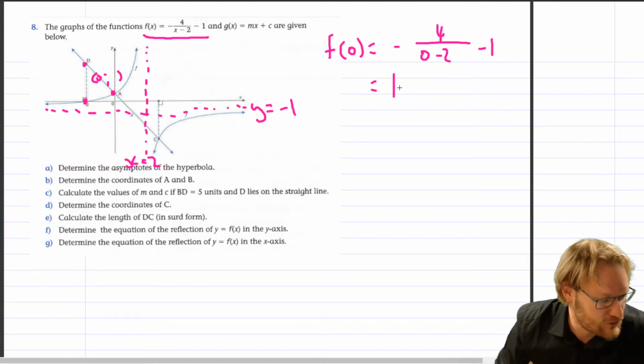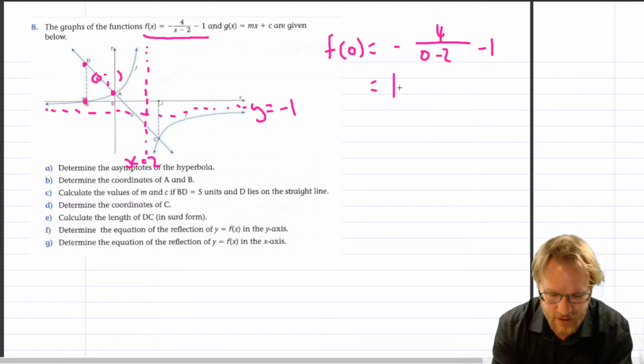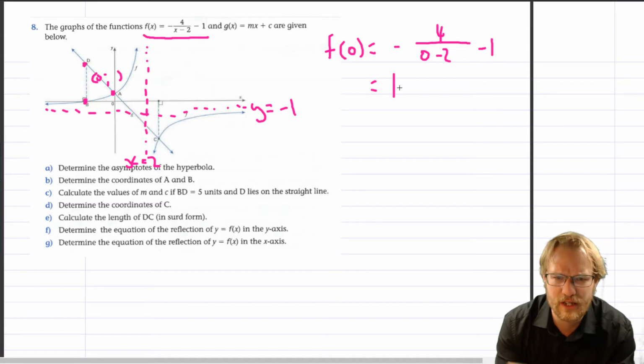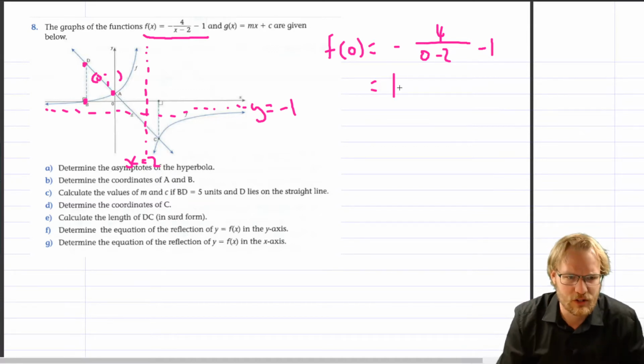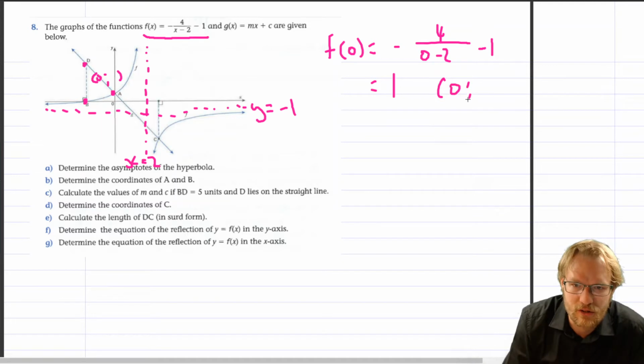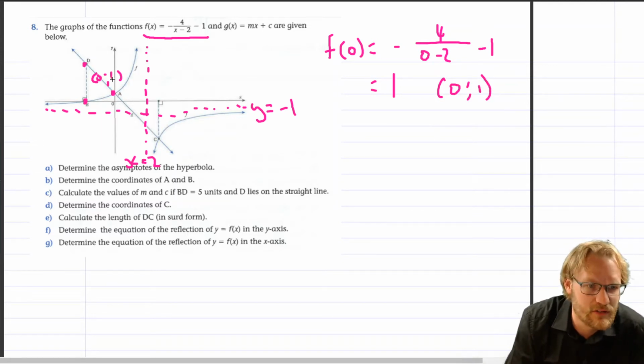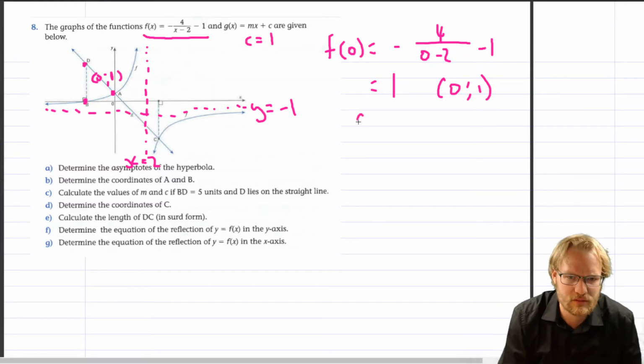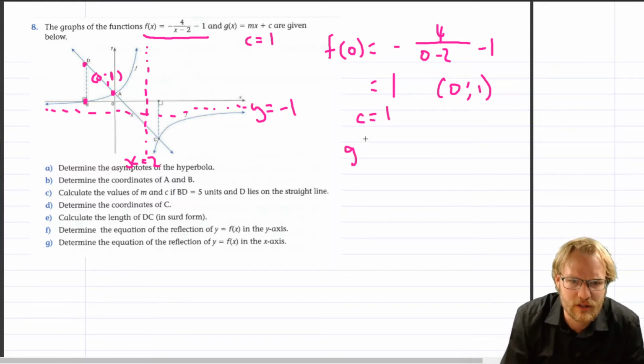That was a mouthful, right? So with a bit of luck, we punch it in the calculator. Minus 4 over 0 minus 2 minus 1 equals 1. Cool, we're happy. So in other words, this point (0, 1) is on the graph, in which case we already know that c equals 1 from this. I can put it here, c equals 1. So we know that g of x equals mx plus 1.